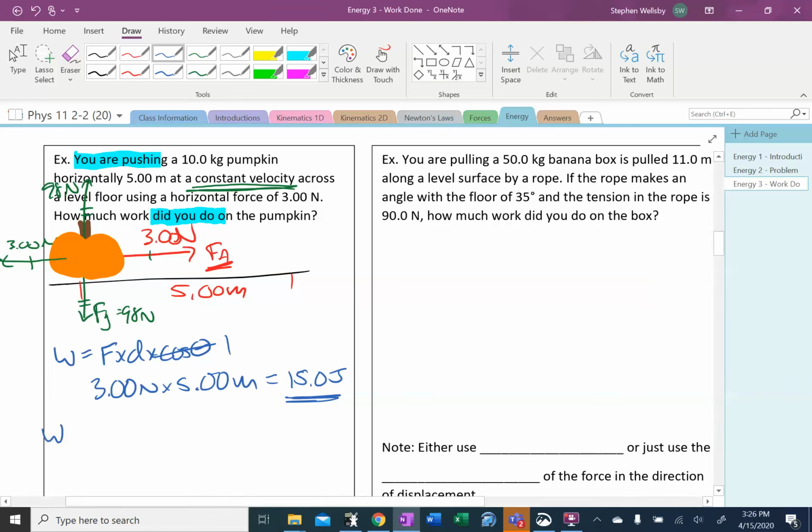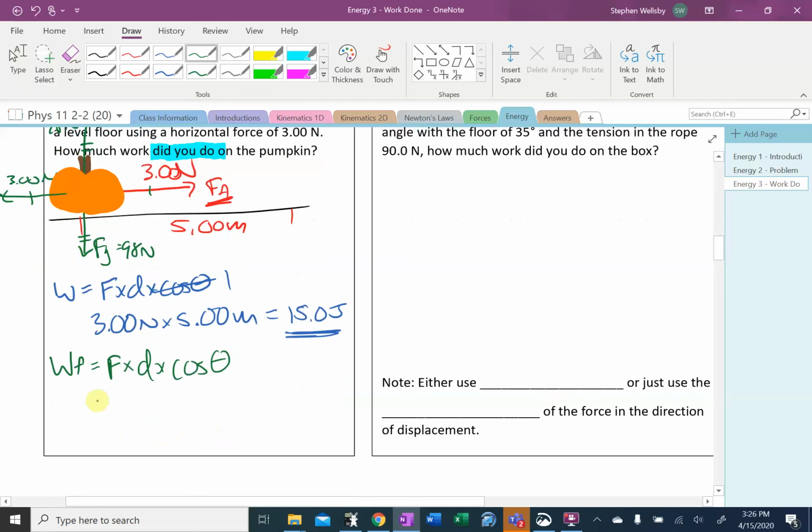If you want to look at the work done by friction, you can say that again: if the force is in one direction, which is going to be to the left, and the distance is in another direction to the right, then you can just realize that's going to be negative if they're in opposite directions. But you can also just rely on this formula to keep you honest. It's still going to work this way.